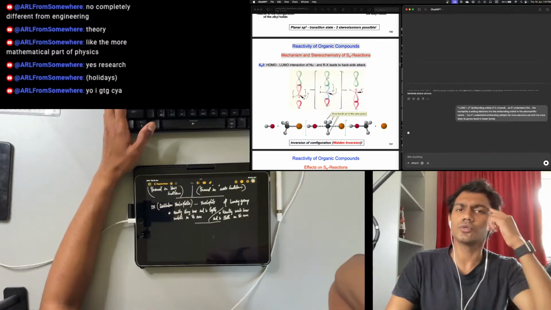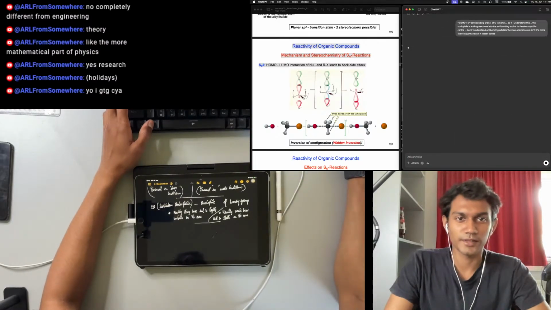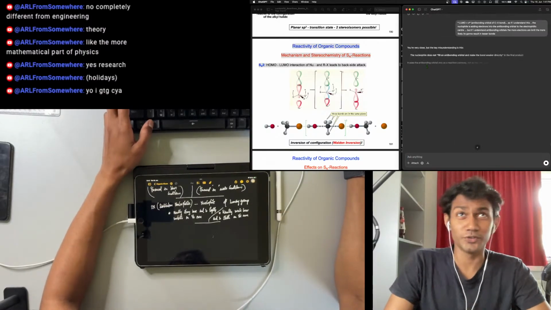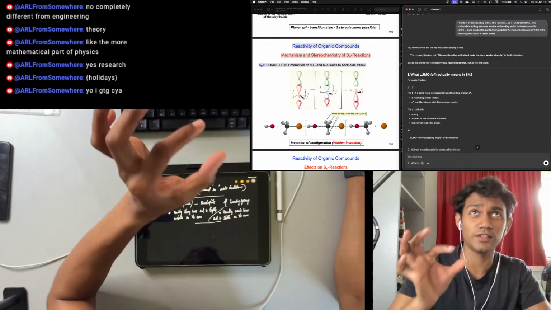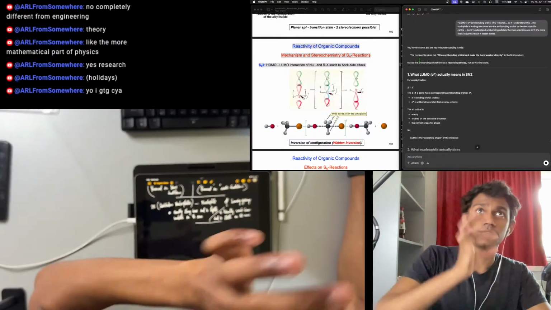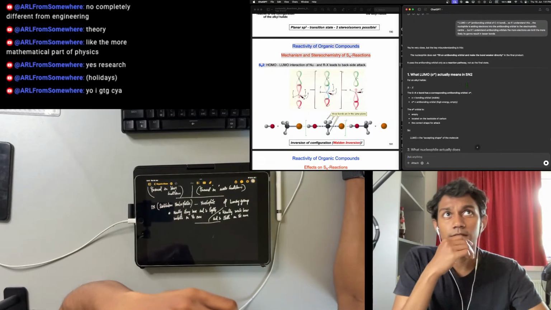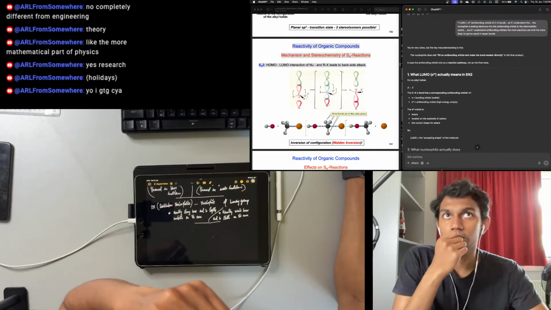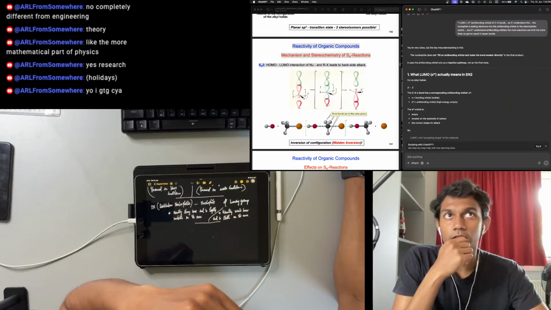Oh, you're thinking in the right direction. Yes, you're very close, but the key misunderstanding is the nucleophile does not fill an anti-bonding orbital. They make the bond weaker directly in the final product. It uses anti-bonding orbital only as a reaction pathway, not as a final state.